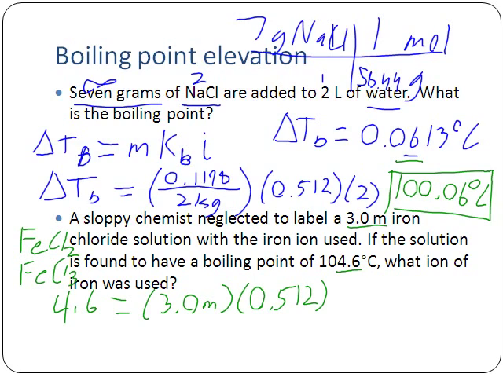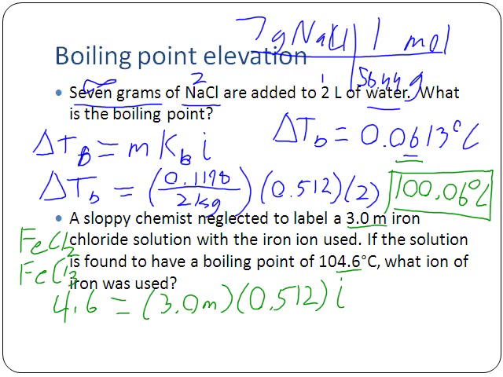FeCl2 breaks into 3 pieces. FeCl3 breaks into 4 pieces. So we really don't know what i is. I guess we're just going to solve for i here. It's the only thing we're missing anyway. To solve for i, we just take 4.6 and divide that by 3.0, and divide that by 0.512. So we take 4.6 divided by 3, and then divided by 0.512. In doing so, I get 2.994 for my value of i.